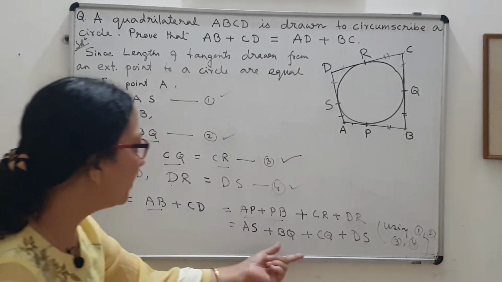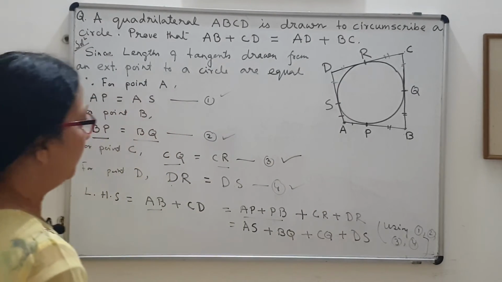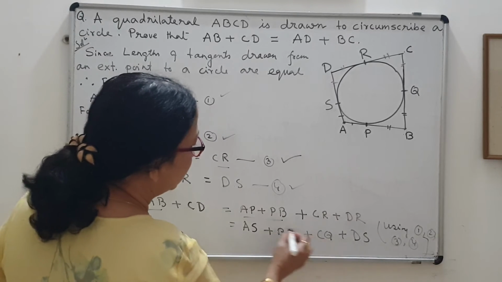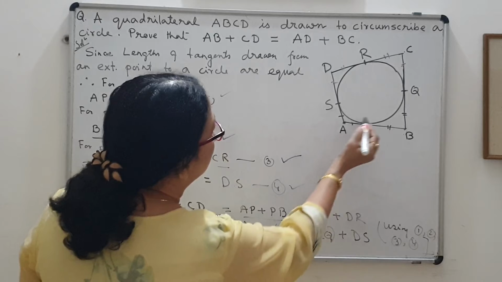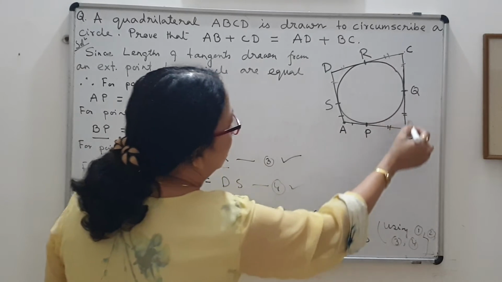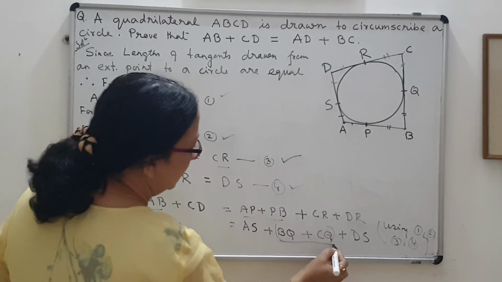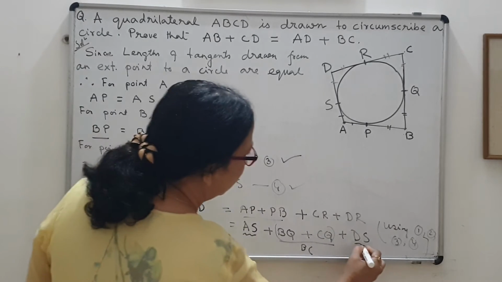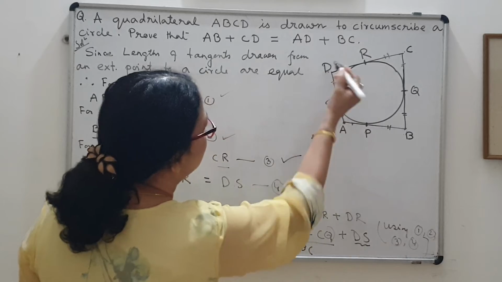Now I have to group them looking at the diagram. You see, which I should group: BQ plus CQ, this I can group. BQ plus CQ is nothing but BC. So from this I will be getting BC. And if I group AS and DS, AS and DS is your AD.